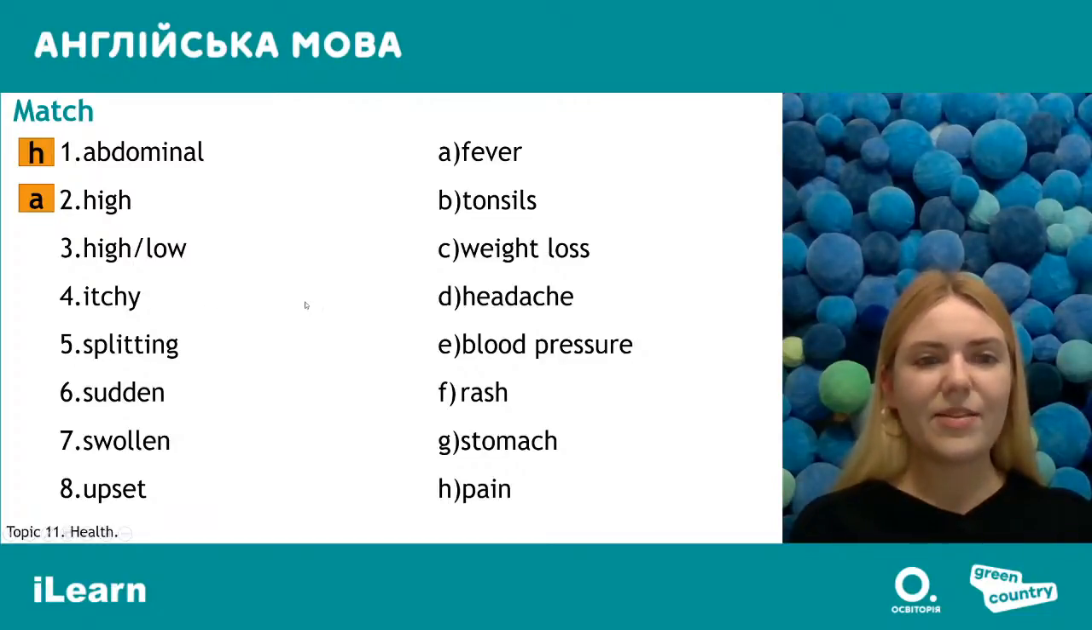And in number 3, yeah, so we've discussed it, that's really easy, you know the answer now. So that is high-low blood pressure. Blood pressure – кров'яний тиск. Він може бути високим, може бути низьким.